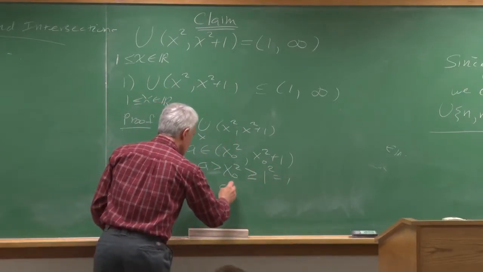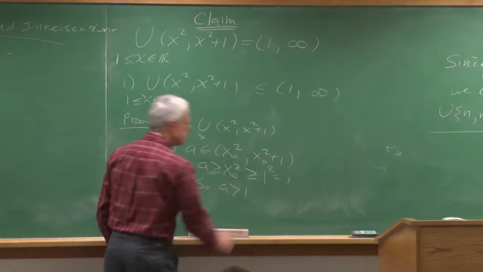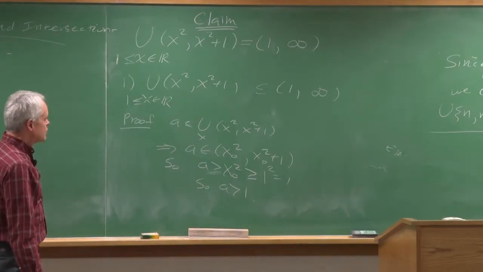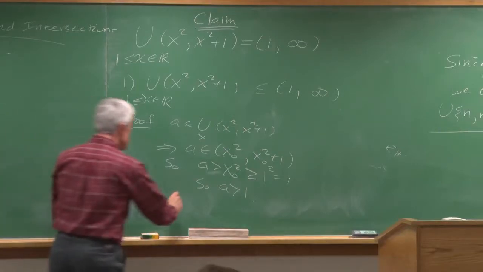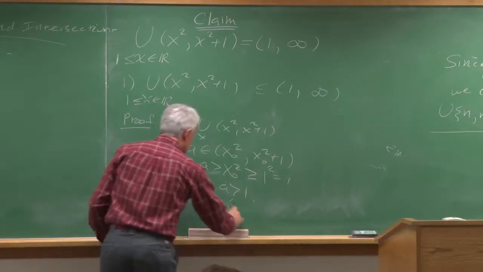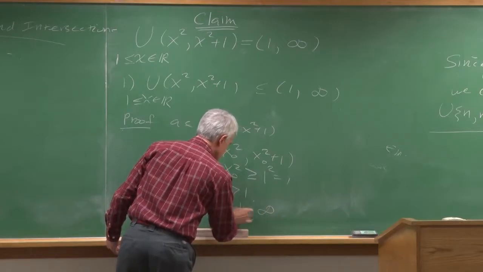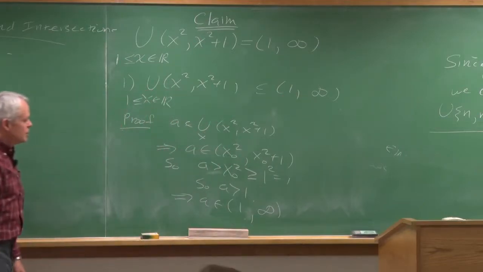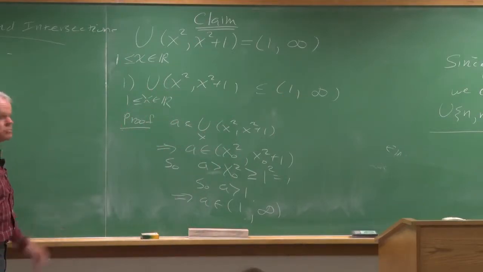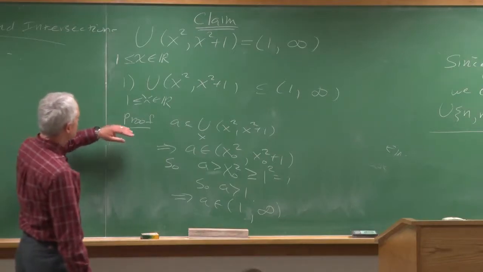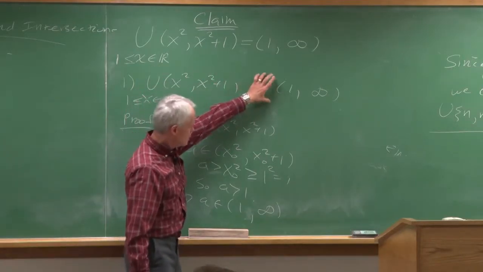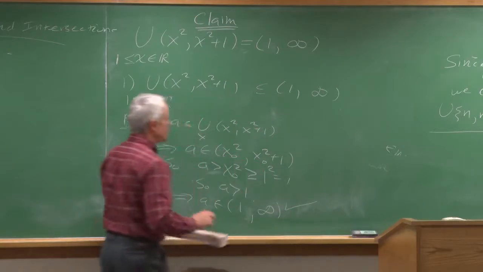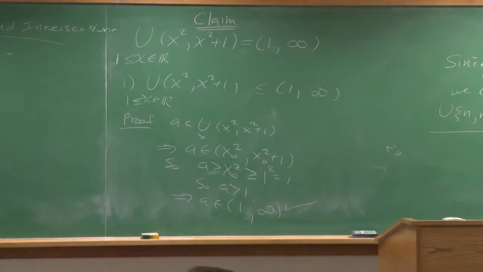So my a is strictly greater than 1, right? So I'm definitely in the interval from 1 to infinity. There isn't any limit on how big I'm allowing the a to be, so we're good. We started with an element in there and we ended up in there. Here's where we have a little more work, the other inclusion.